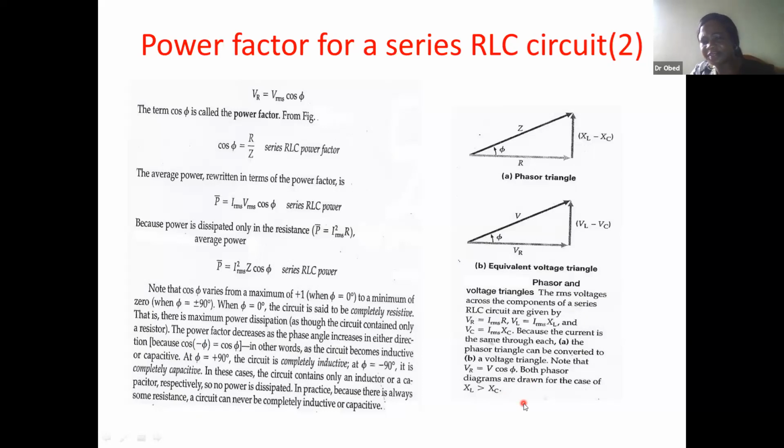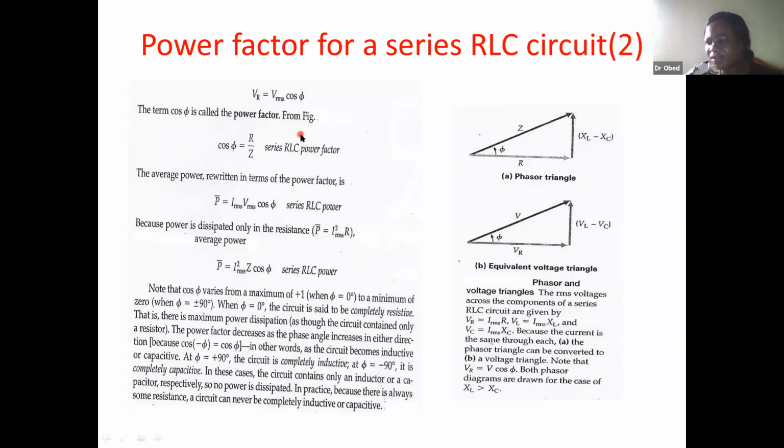VL greater than VC. So the voltage across the resistor is given as this, and the term cos phi is called the power factor. Cos phi is what is known as the power factor.